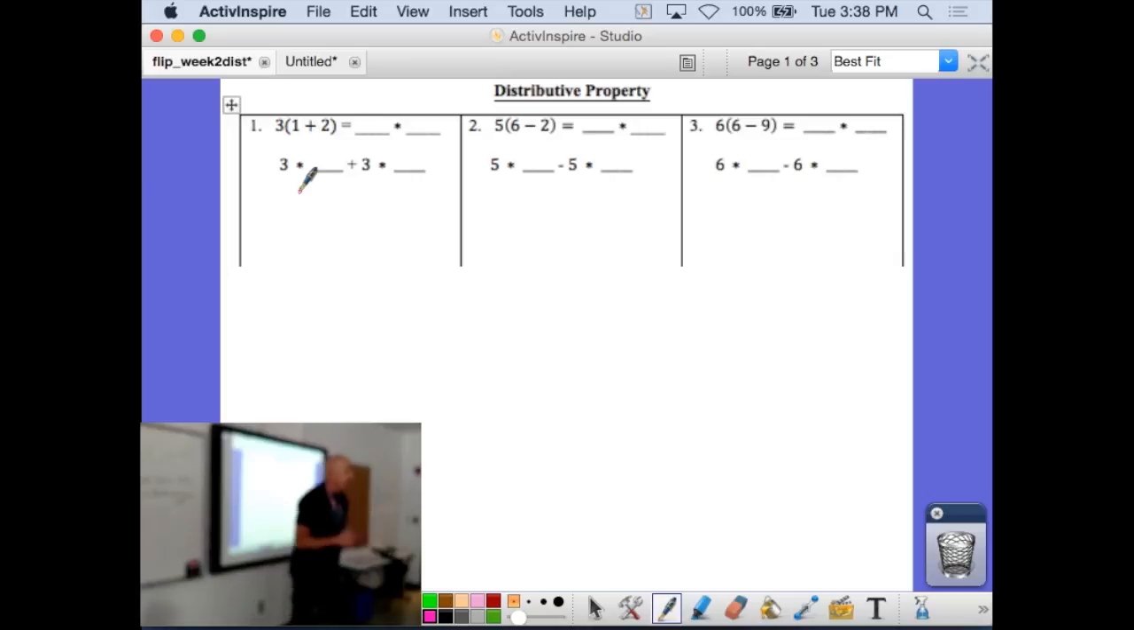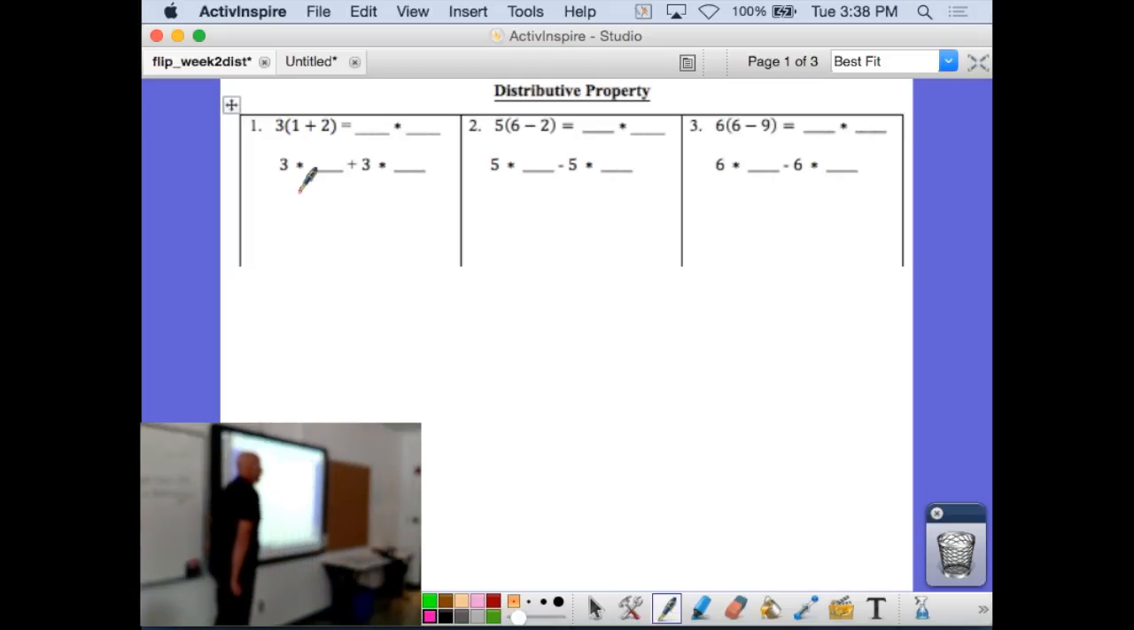Today, the last thing you need to know before we start getting into solving equations is the distributive property. Okay? Now the distributive property is very simple. All you're doing is taking one number and multiplying it to two numbers. That's all you're doing. Very quick and simple. But what's going to get you guys is multiplying your positives and negatives. Okay? So let's start.